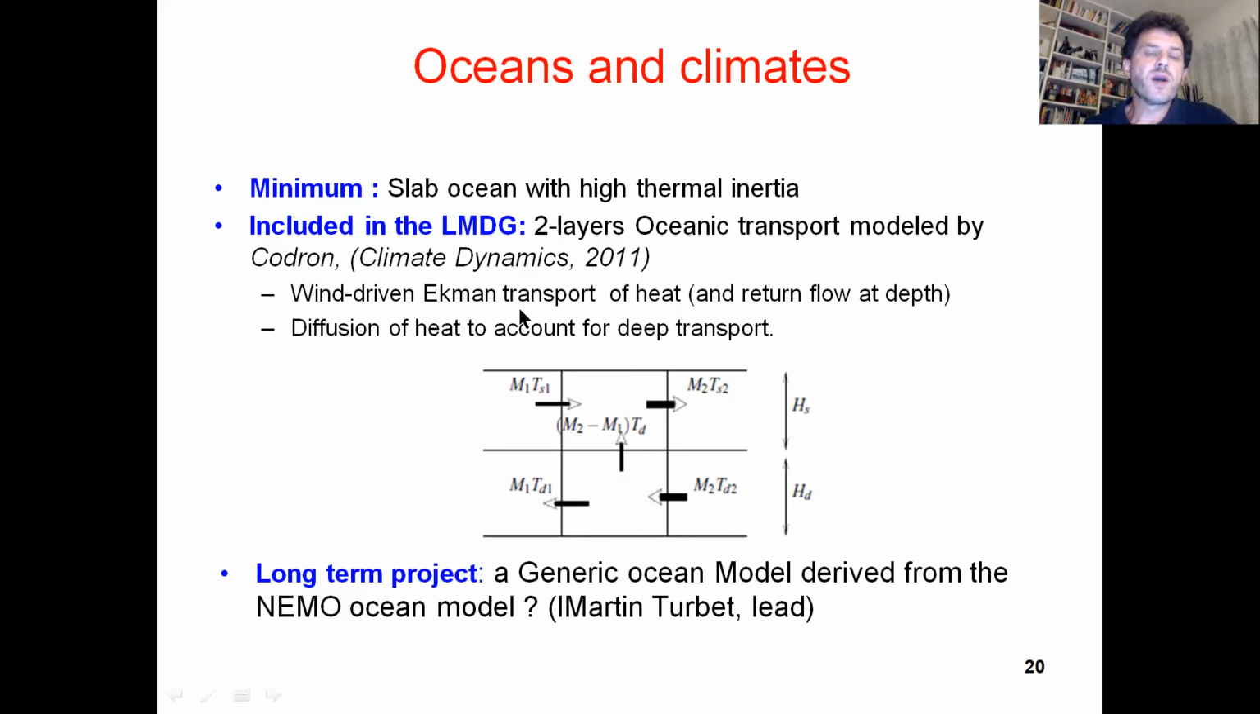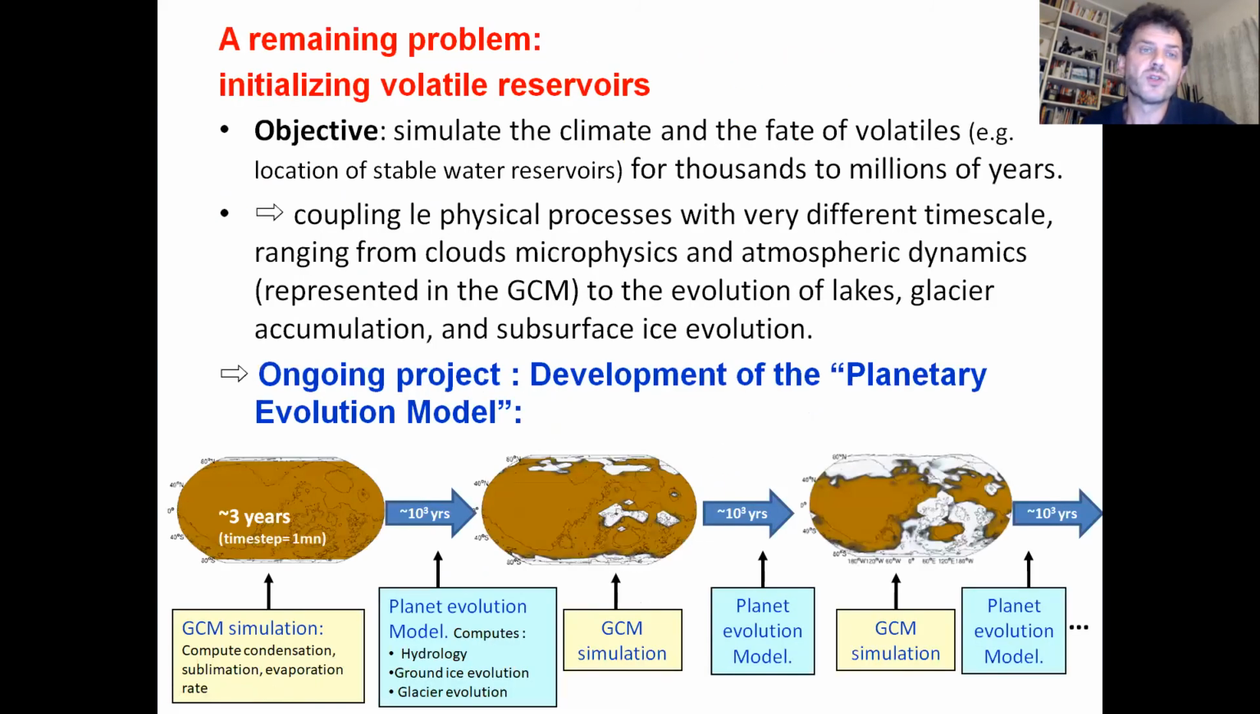It's quite smart. At the surface, you have a wind-driven Ekman transport of heat in the upper layer, and you have a return flow at depth. That transports the heat quite well and represents many of the things that we can see on the Earth, at least. Below that, you have something which represents the deep transport, which just has a diffusion of heat. Altogether, it works quite well. But of course, in the long term, we dream of building a generic ocean model. We could derive that from the NEMO ocean model that is being developed in our institute, and Martin Tubé is planning to do such a development in the long-term future.